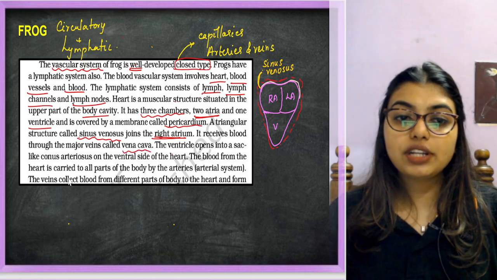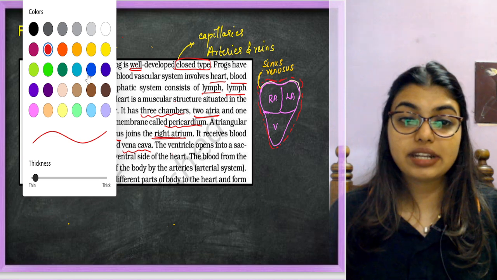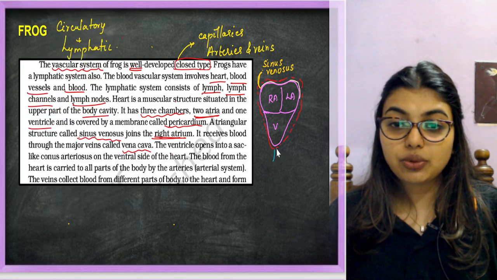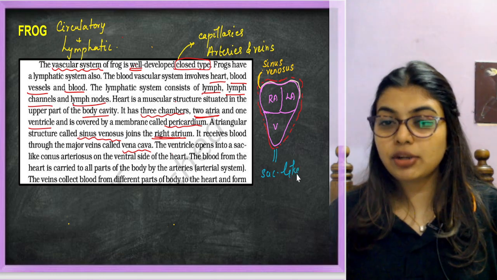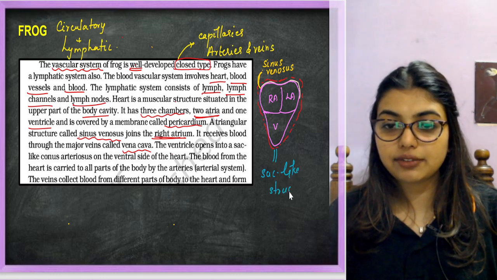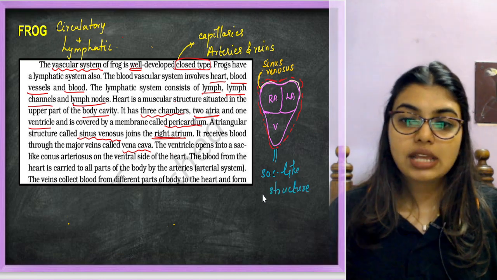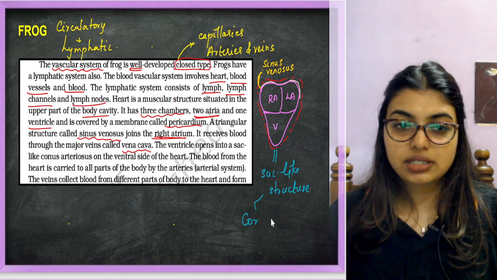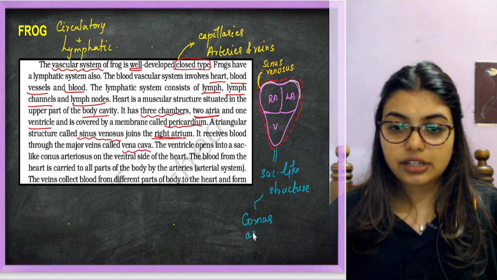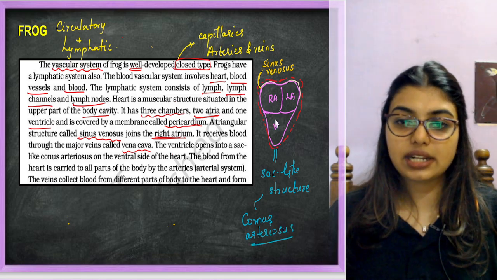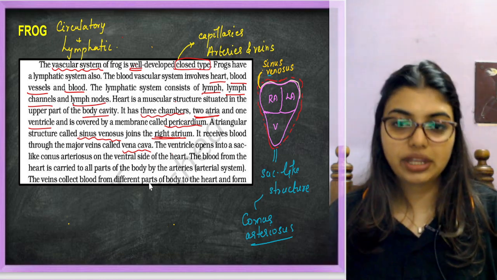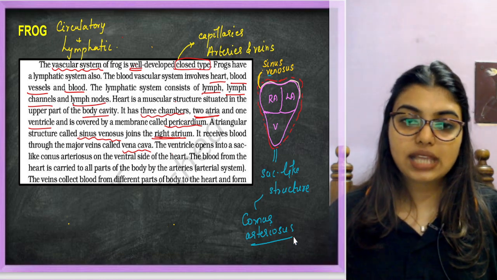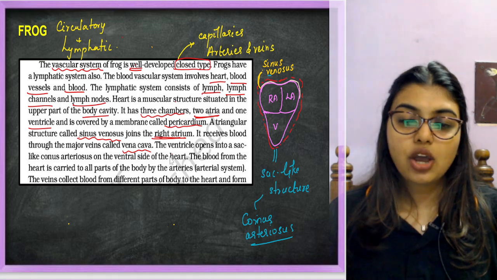Now, very very important, the ventricle opens into a sac-like structure. I'm not drawing it because it will not be technically correct; I would have to take a dissection and draw the sac-like structure called conus arteriosus. If you remember that arteriosus is connected with the ventricle and venosus is connected with the atria, then you will be sorted. The ventricles open into a sac-like structure called conus arteriosus on the ventral side of the heart.